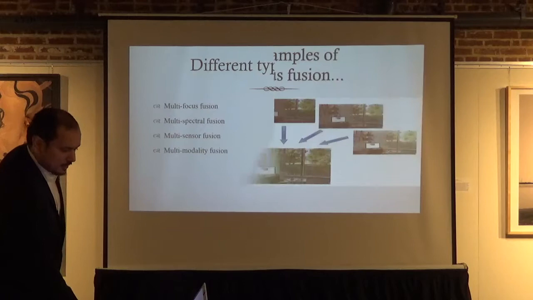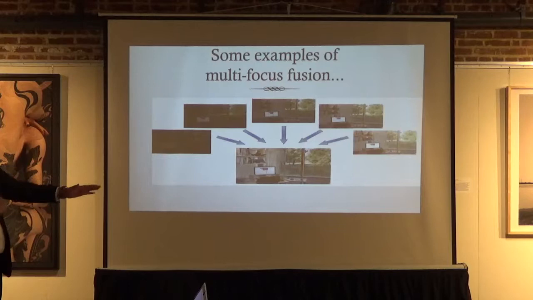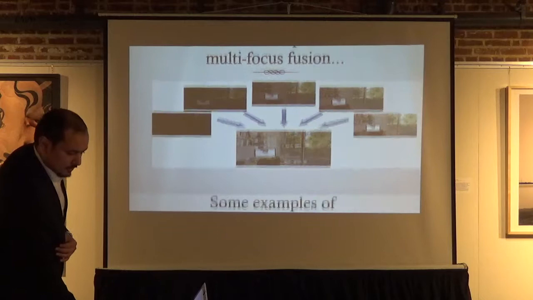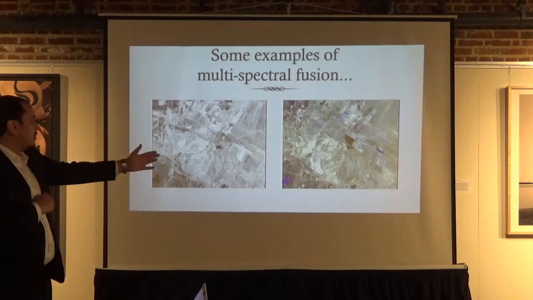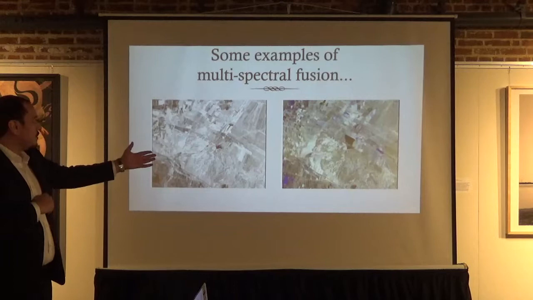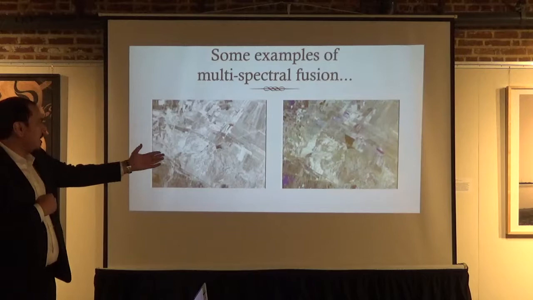The first one is the multifocus images. Here we have, for example, five source images, and by fusing all of them, we will be able to get a single image that is clear in all directions compared with the source images. This is another example, of multispectral fusion images. Here we have a panchromatic image, a gray image with a high resolution. On the right side, it's a multispectral RGB color image, but with a low resolution. By fusing them together, we will be able to get a single image that has high resolution and has the RGB colors from the second image.